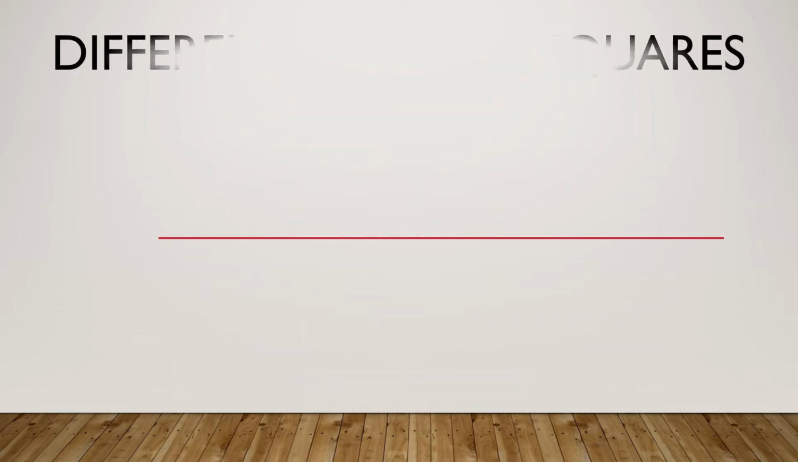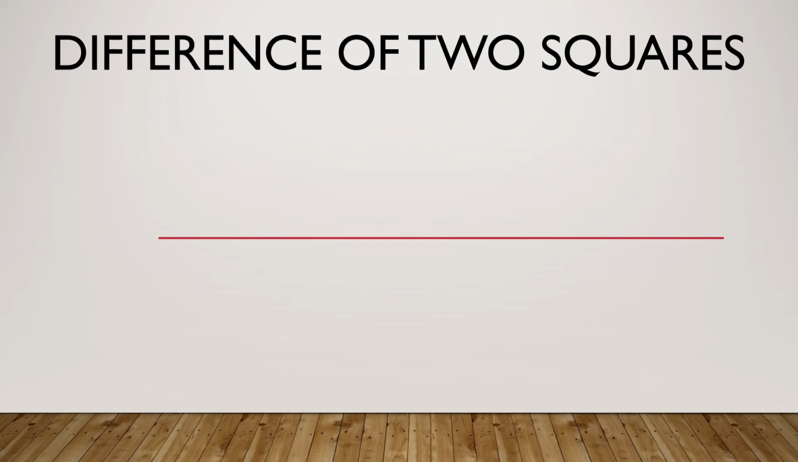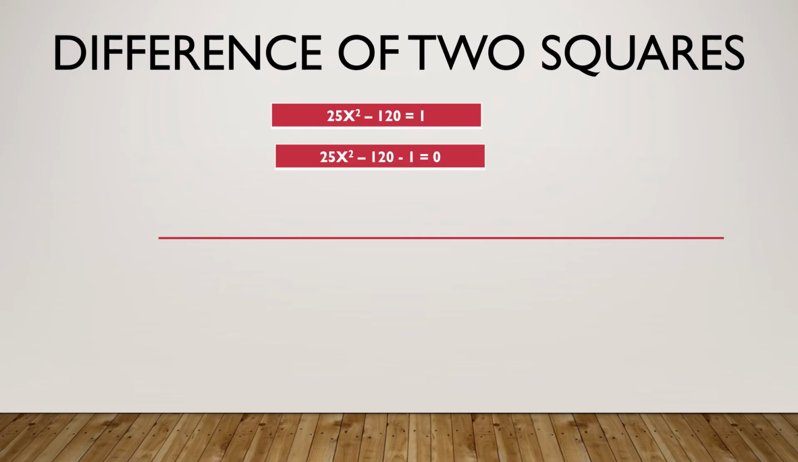Okay, let's have this one. Still on the difference of two squares. Example, you have 25x squared minus 120 equals 1. So as you can see, you have two constants. You have negative 120 and positive 1, on the right. So all you have to do is to bring this positive 1 to the left, so it becomes negative 1. Change its sign. So the given equation becomes 25x squared minus 120 minus 1 equals 0.